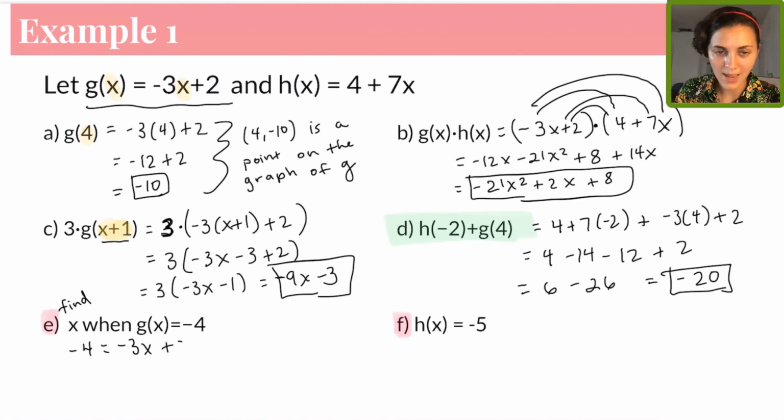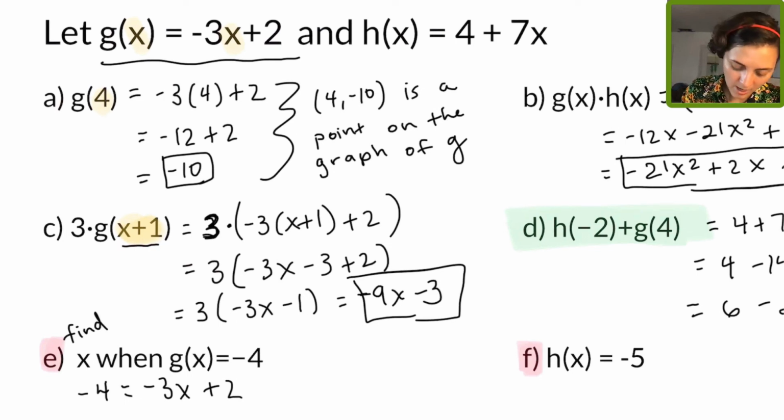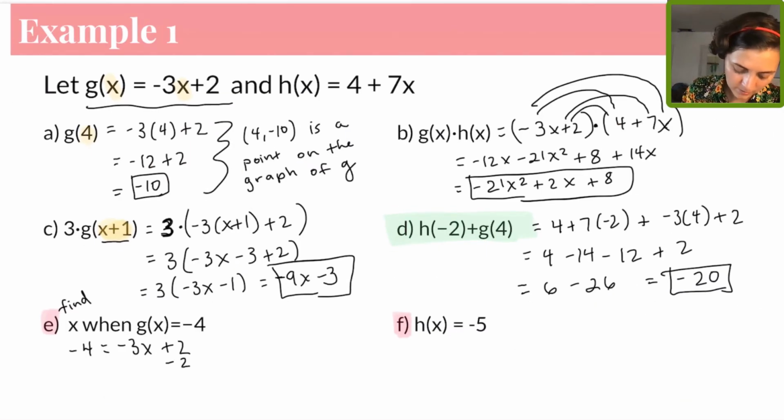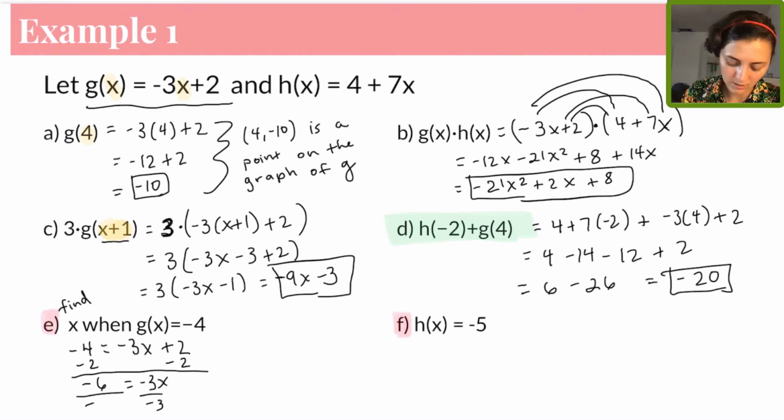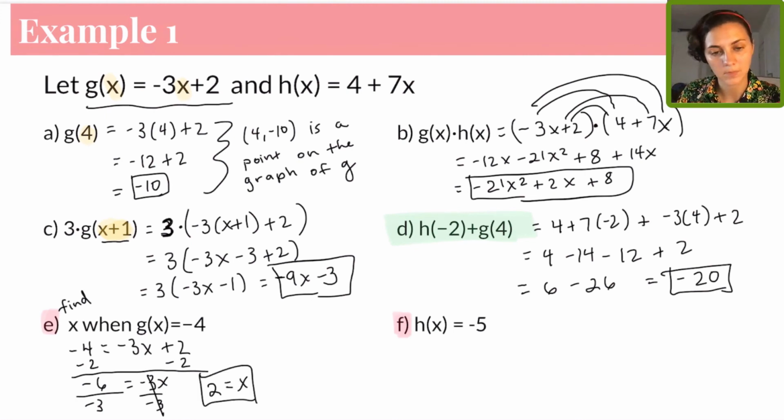And now in order to find x, I just solve this equation. So to solve the equation, I'll start off by subtracting 2 on both sides. And then I will divide by negative 3 on both sides. So what you do to one side of the equation, you have to do to the other. So negative 6 divided by negative 3 is positive 2. Okay?